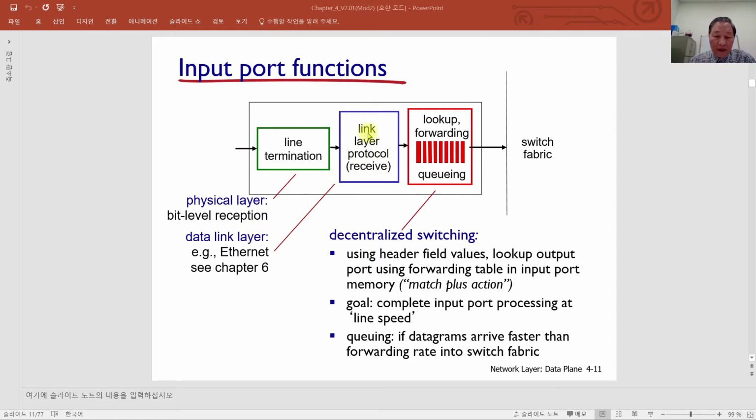Think about Ethernet. We learn about this in chapter 6. Your slide may be different. That is wrong. We are learning this actually in chapter 6 instead of chapter 5.